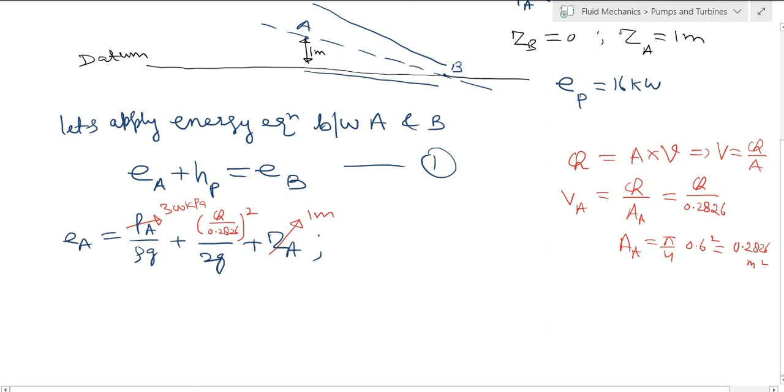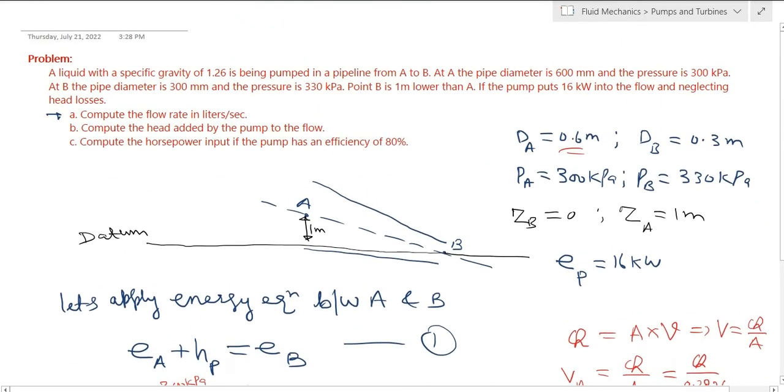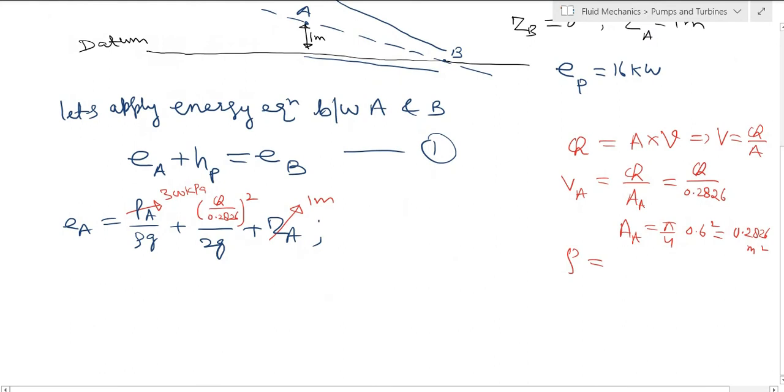This rho is the density, right? Density of fluid. Now density, a liquid with a specific gravity of 1.26, okay? So we know density of any fluid rho is specific gravity G multiplied by density of water, which is 1.26, and the density of water is 1000 kg per meter cube. So this is going to be 1260 kg per meter cube, okay? So how much is the density?